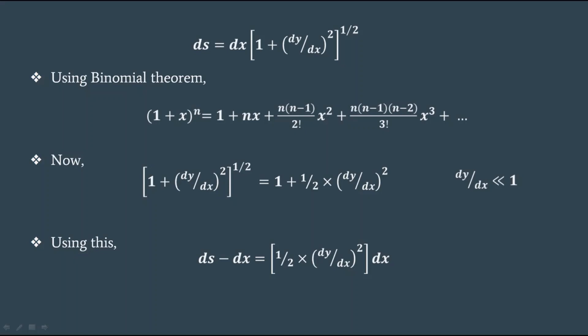In our context, x is equal to (dy/dx)² and n is equal to 1/2. And dy/dx is very small due to fast motion of the wave. So we can neglect the higher terms like x², x³, x⁴, etc. After the expansion, we get the simplified equation, that is (1 + (dy/dx)²)^(1/2) is equal to 1 + 1/2 (dy/dx)². Using this and after arrangement, ds minus dx becomes 1/2 (dy/dx)² dx.